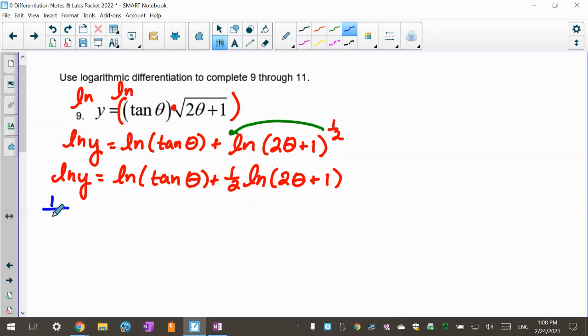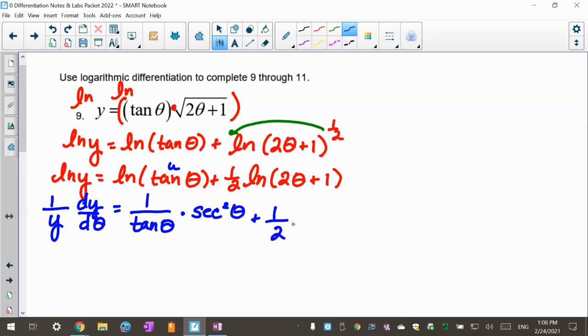So the derivative of natural log of u is 1 over u. So the left side is 1 over y dy d theta, because that's the variable in this one. This is my u, 1 over tan theta. And the derivative of tan theta is secant squared theta. So plus 1/2 times 1 over 2 theta plus 1, because it's 1 over u, times u prime, and u prime in this case would be a 2. Now the cool thing with this, I see the 2's cancel out, and I can put this on the numerator and that type of thing.